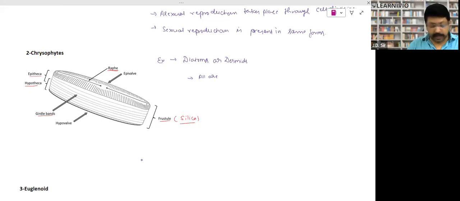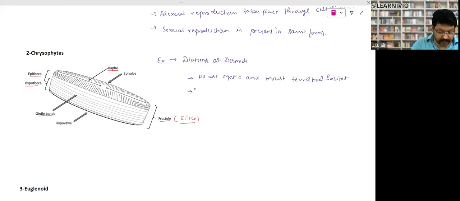Okay. So look, they all are aquatic and found in moist terrestrial habitats. Means they will be found either in the water or in a moist habitat, right?